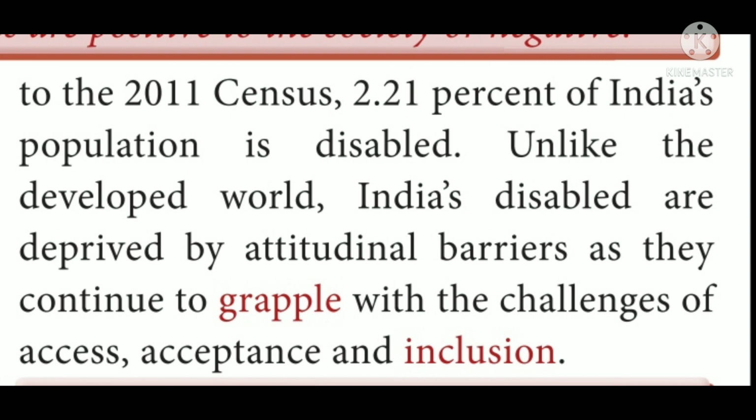Technology has not only made a normal person's life easier, but it is also a boon to citizens with special needs. According to the 2011 census, 2.21% of India's population is disabled. They are struggling with challenges of access, acceptance and inclusion.